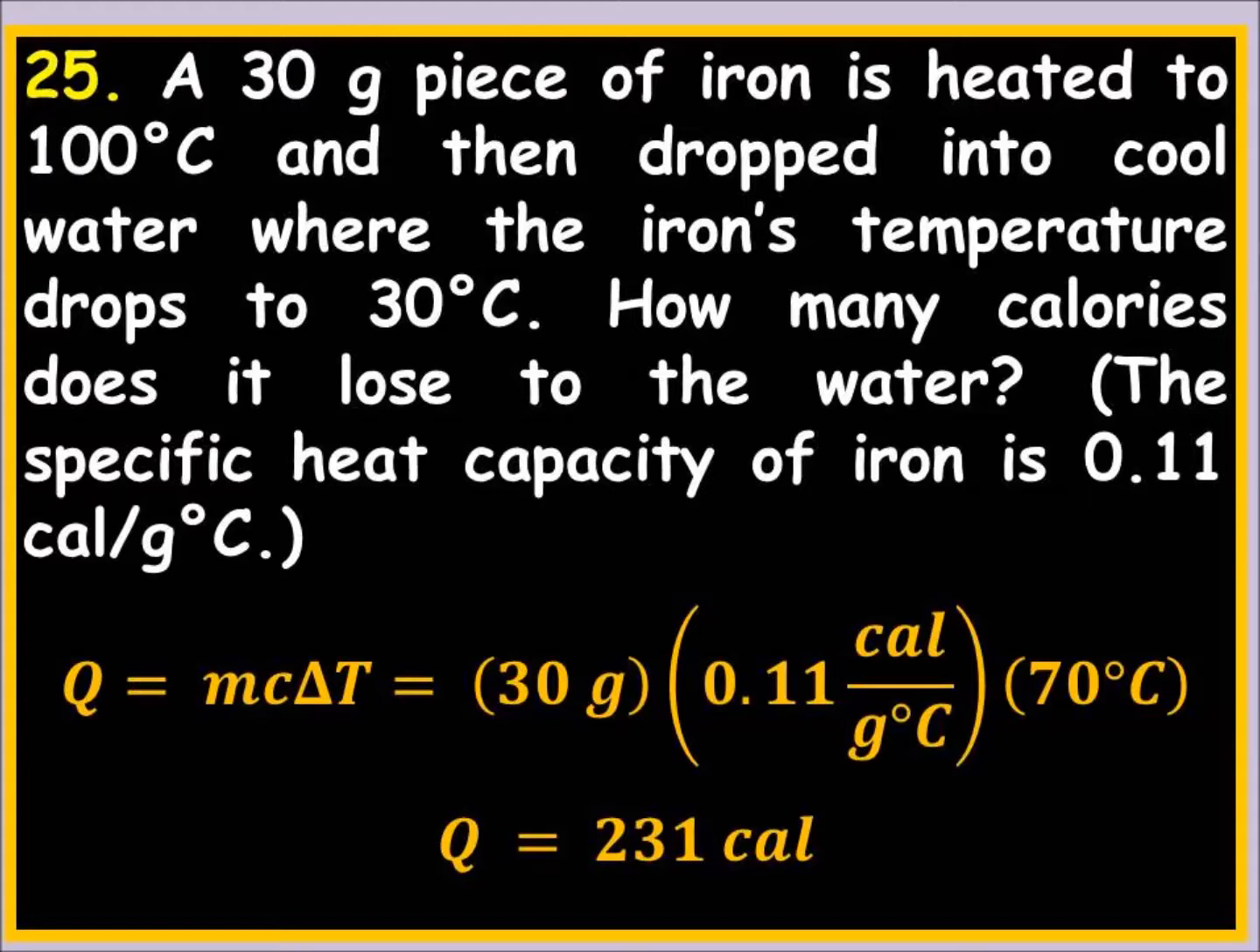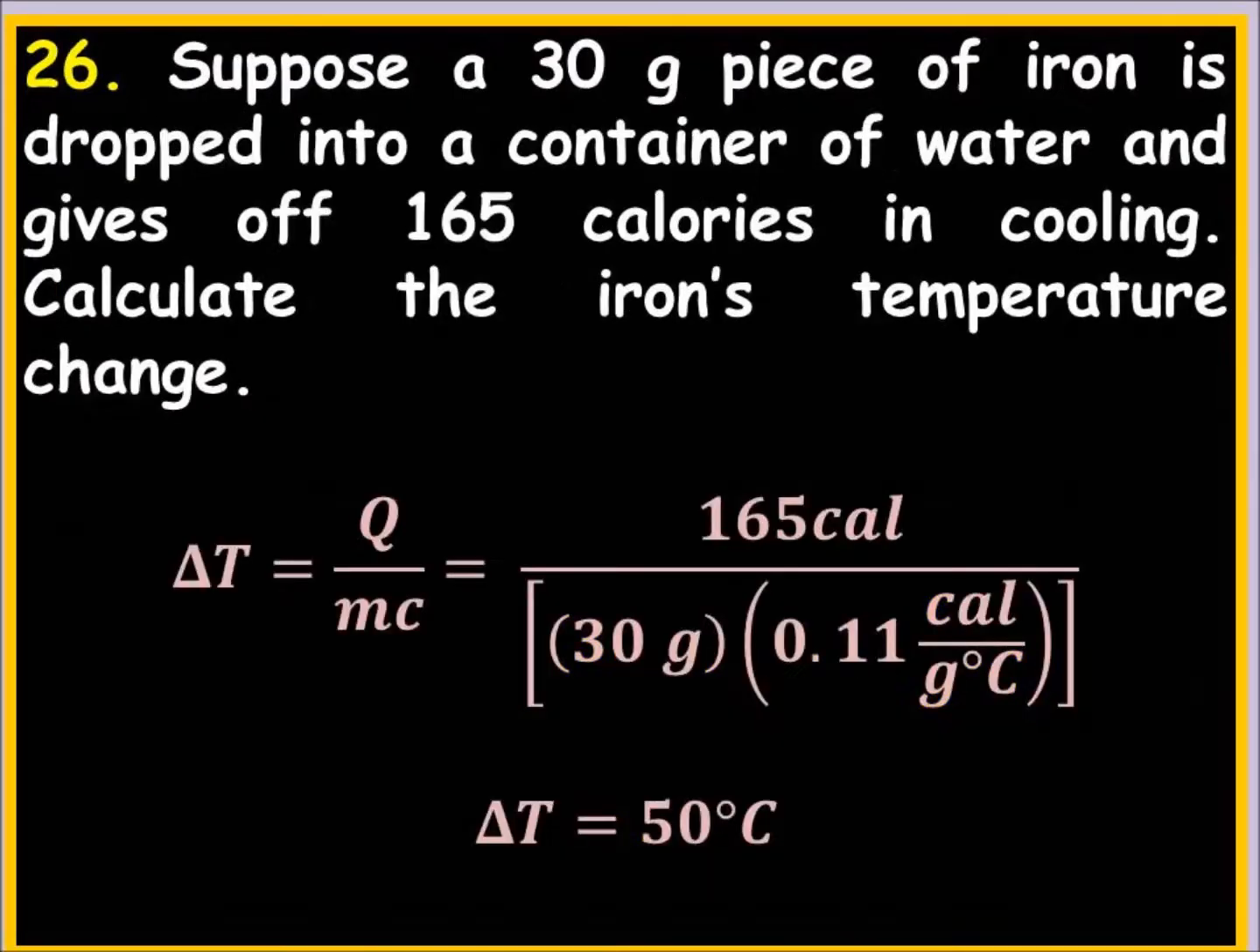I will let you know before you take the quizzes whether or not the signs are important, whether or not it's exothermic or endothermic. And that'll be based on, actually the sign is based on the temperature change. So that would be negative 70 because the final temperature is 30, so it'd be 30 minus 100 would be negative 70, so it would be negative 231.